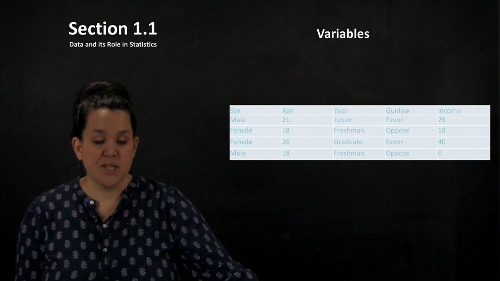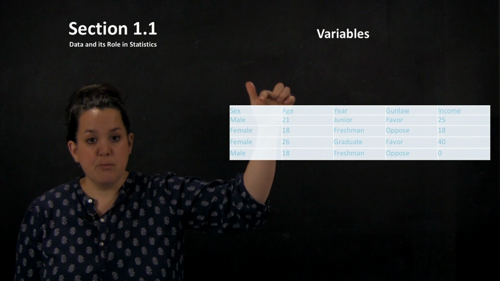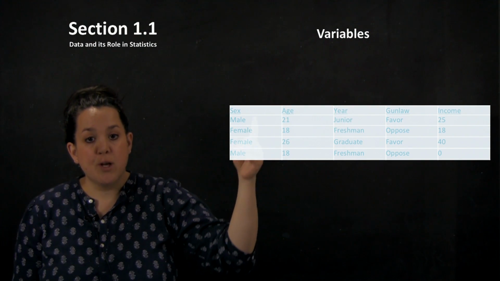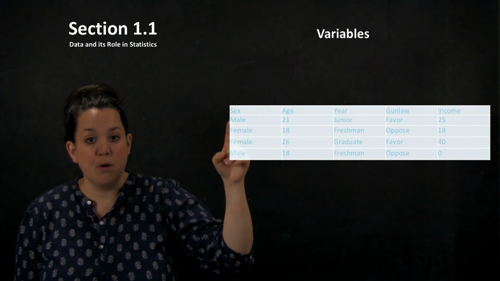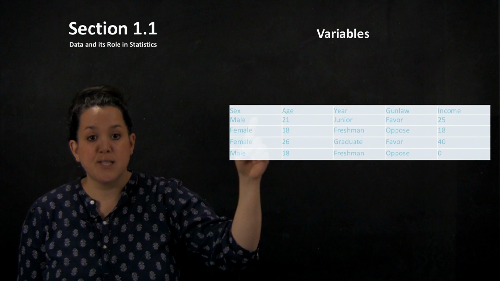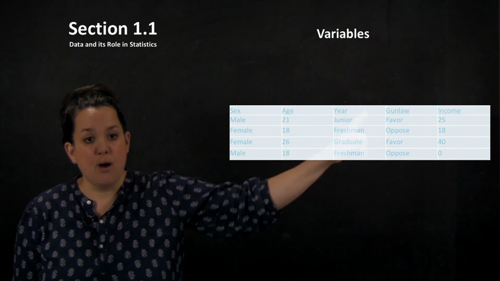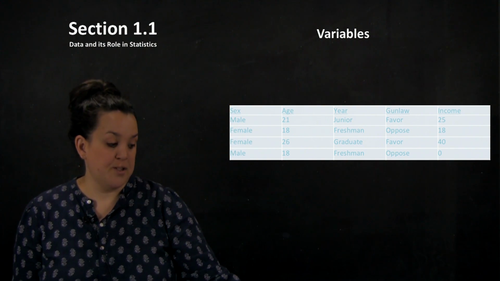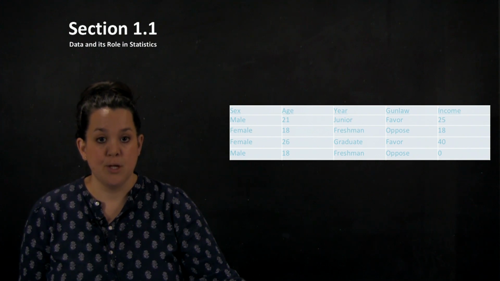Another aspect of a data set that you can see is what we refer to as variables. So variables are always represented in the columns of a data set. Here we can see that the variables are the pieces of information that we want. So we want information on the individual's sex, their age, their year in school, their opinion on the gun law, and income. So individuals is the group. Variables then is the piece of information that we want from that group, or pieces of information.